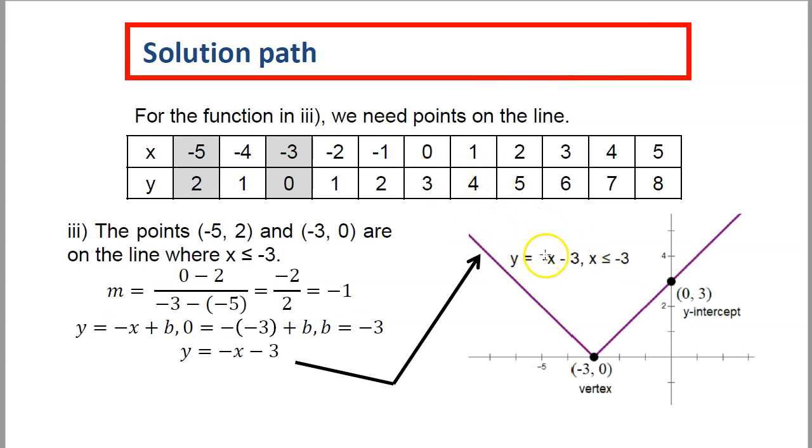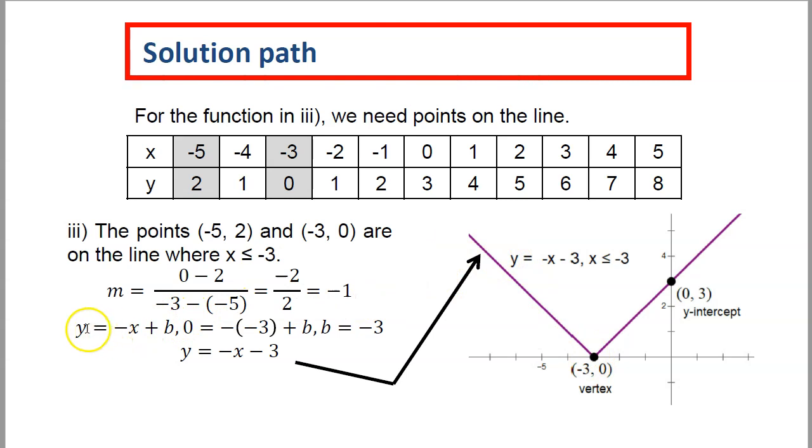Now, we need to find these two linear functions. So for the function in part 3, which is when the x values are less than the x value of the vertex, so x is less than or equal to negative 3, we need 2 points to find this linear function. So we have our vertex, negative 3, 0, and then we've just randomly picked x equals negative 5, y equals 2, another point on this linear function here. We can use those 2 points to compute the slope and see that it's negative 1, which makes sense.